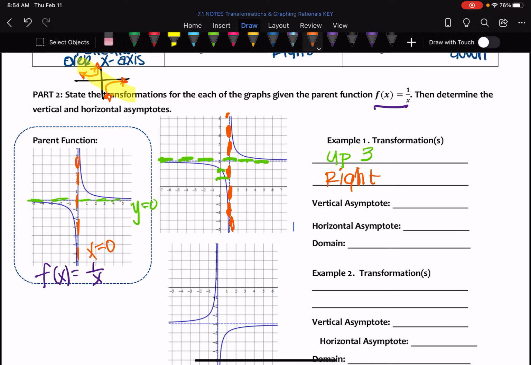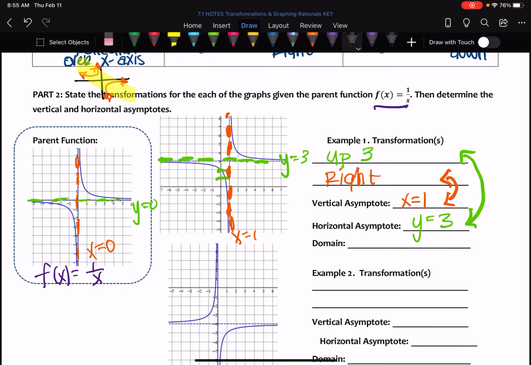Okay. My vertical asymptote is, again, this orange, and it's going through the x. So this is x equals 1. And my horizontal asymptote is going through the y-axis at 3. So this is y equals 3. Okay, and hopefully you're starting to see some connections as you continue working. And then last, we're going to keep practicing domain.